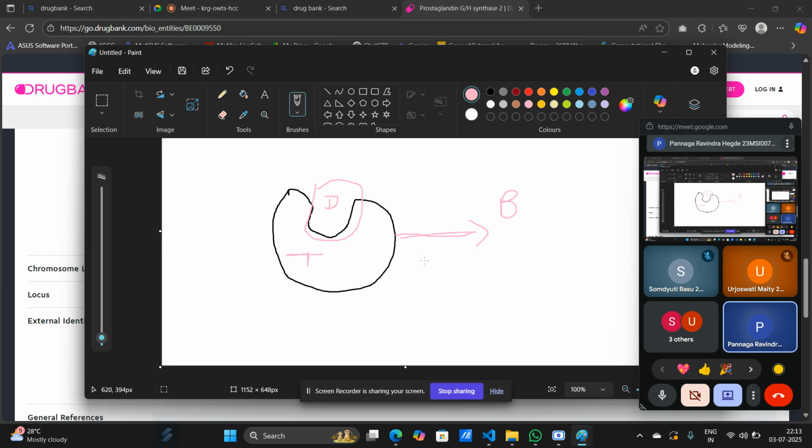And then there is one more, which is called the partial agonist, where there will also be a biological response, but it will not be strong. As the name says, partial, the response is going to be very, very weak. It is also going to activate the receptor or the target, but the response intensity is going to be very weak.